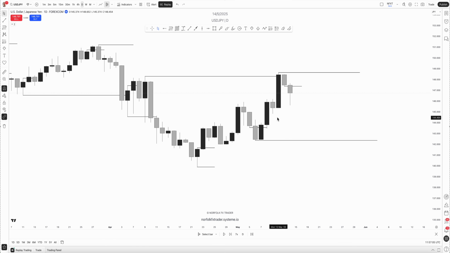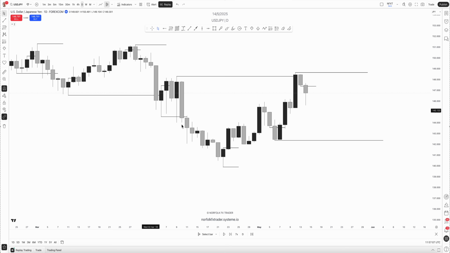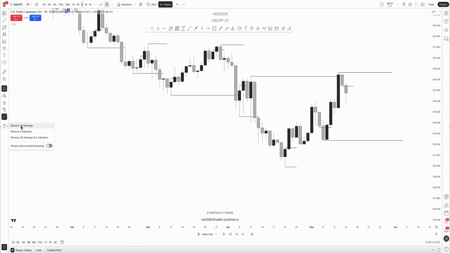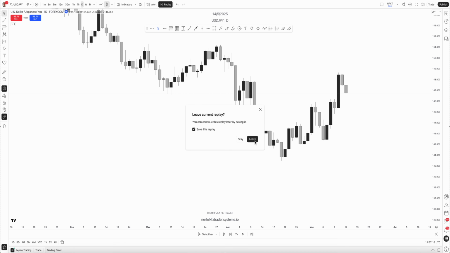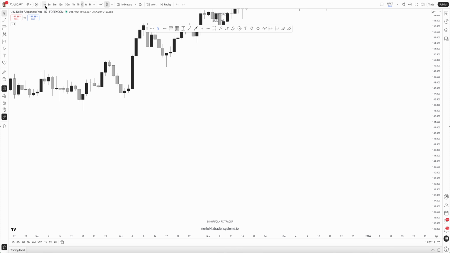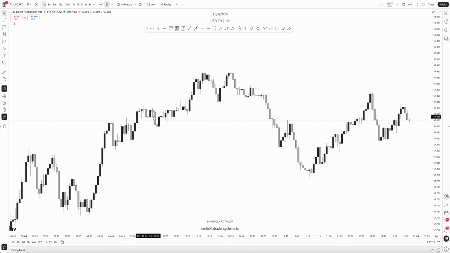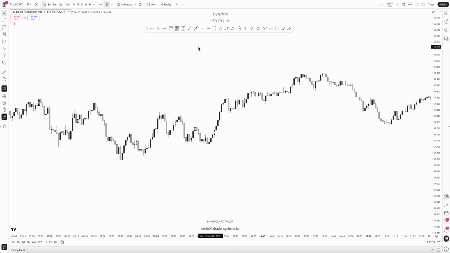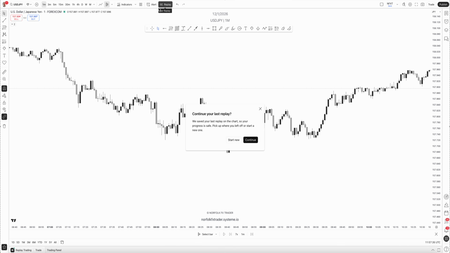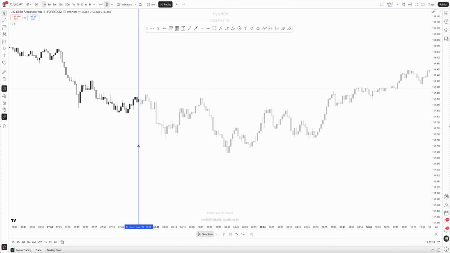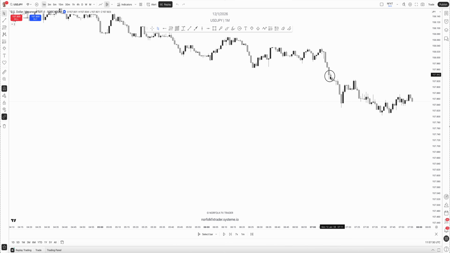Now, let's just quickly go to a 1 minute time frame. Let me just, in fact, remove everything off this chart. Let's go to current price, and we'll go to a 1 minute chart. I just want to show you that this method is applied to any time frame. So let me just now go to a replay mode again, start new, and we'll map it from this point.